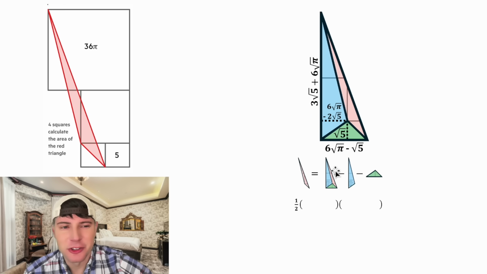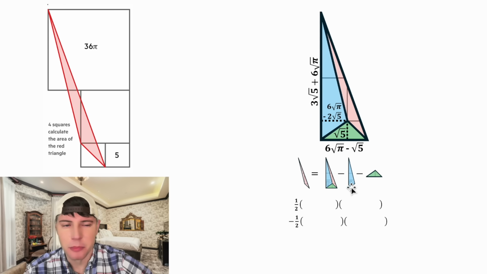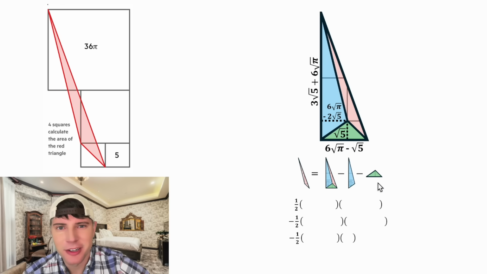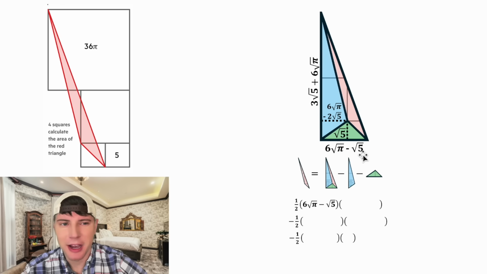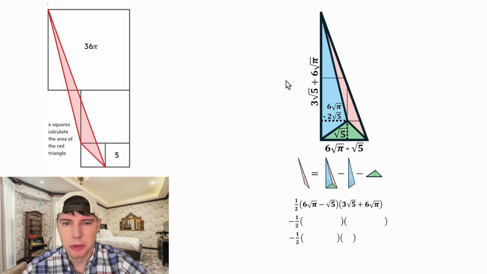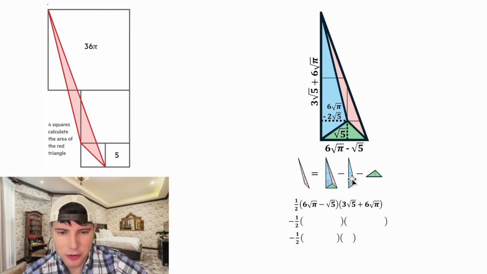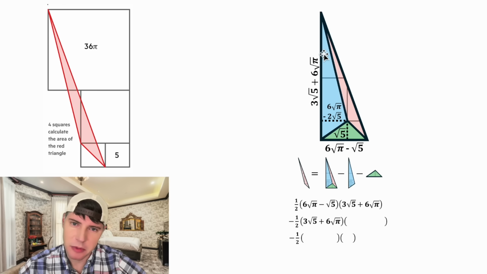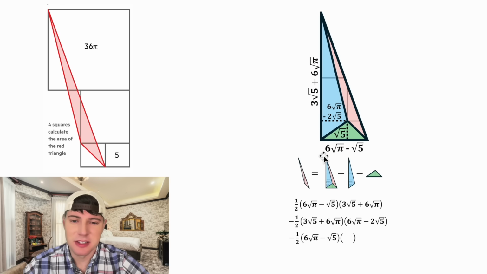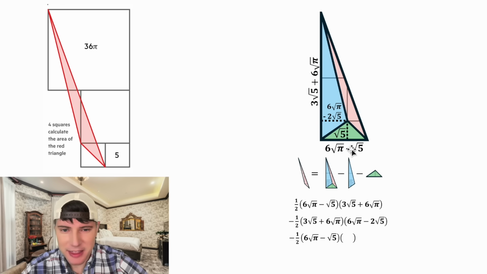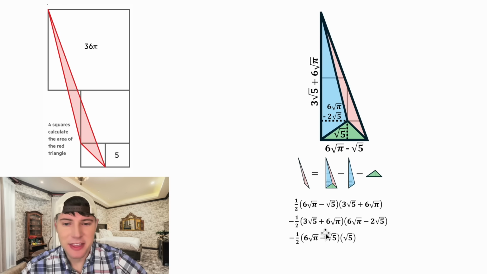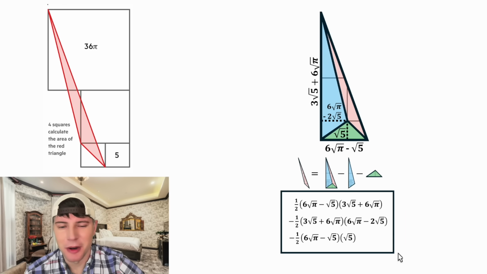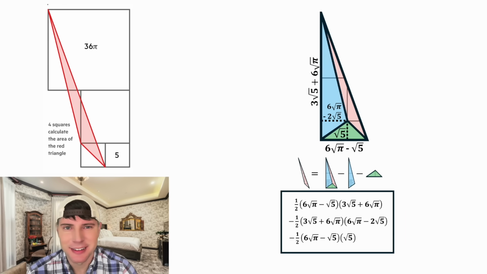The area of a triangle is 1/2 base times height. So we're going to do the area of the big one minus the area of the blue one minus the area of the green one. For the big one, the base is 6 root pi minus root 5, and the height is 3 root 5 plus 6 root pi. And then for the blue one, the base is the 3 root 5 plus 6 root pi, and the height is the 6 root pi minus 2 root 5. And then for the green one, the base is the 6 root pi minus root 5, and the height is root 5. And this is the answer to our question. Let's put a box around it. How exciting. I'm just joking.